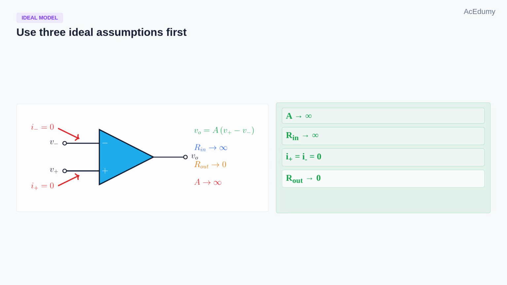For the first pass, we use the ideal op-amp model. There are three assumptions to keep in mind. First, the open loop gain is extremely large, so ideally A goes to infinity. Second, the input resistance is extremely large, so no current enters either input terminal. We write I plus equals 0 and I minus equals 0. Third, the output resistance is approximately 0, so the op-amp behaves like a strong voltage source at its output. The basic controlled source idea is V output equals A times (V plus minus V minus).